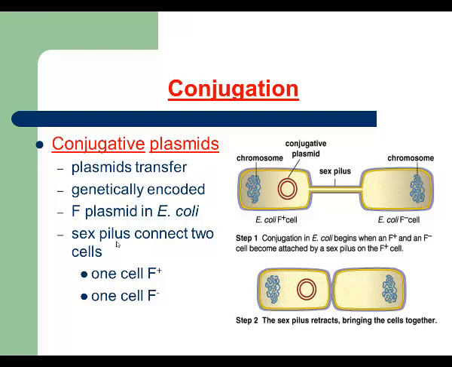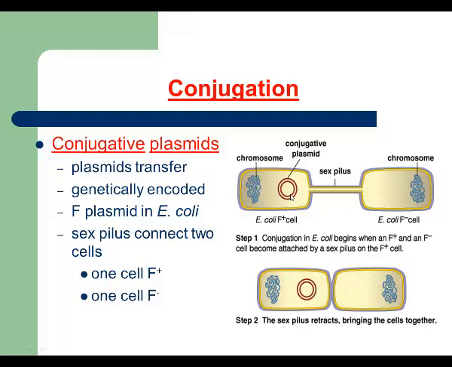conjugation. This picture shows you how conjugation occurs. On this picture you see E. coli cells. This is an E. coli F plus cell, means it has that plasmid, conjugative plasmid, and that means the F plus cell is already resistant to antibiotic. This is an E. coli F minus cell. You see there is no plasmid within the cytoplasm. That means this cell is still sensitive to antibiotic.